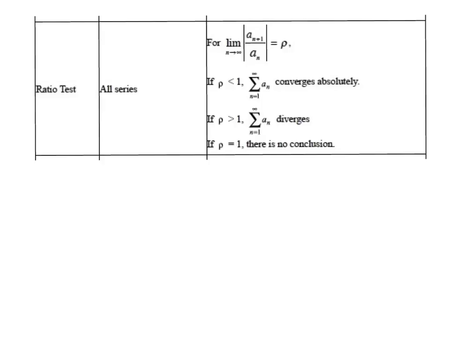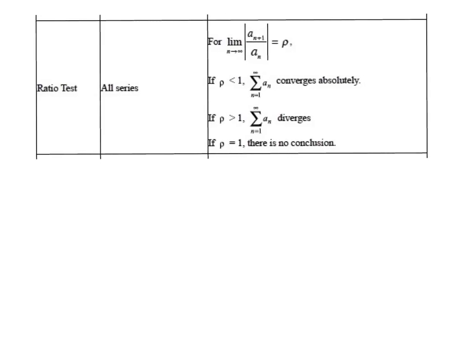In this video, we're going to look at the last two of the tests on that summary of convergence and divergence sheet, the ratio test and the root test. So next on the list is the ratio test. It says all series right there.